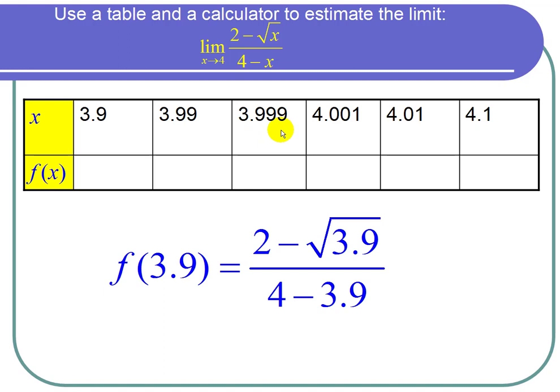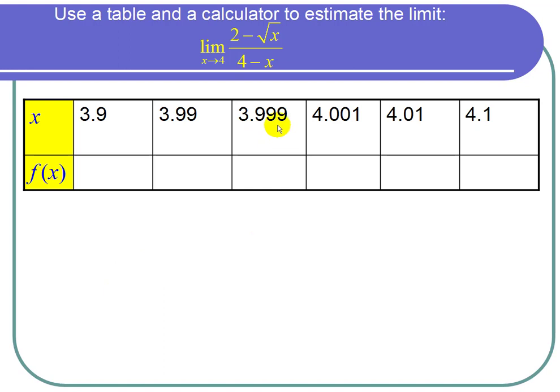I put in numbers on the right-hand side also. 4.001 is very close to 4 on the right-hand side, then 4.01 and 4.1. So I'm going to start by plugging in 3.9 into our function.